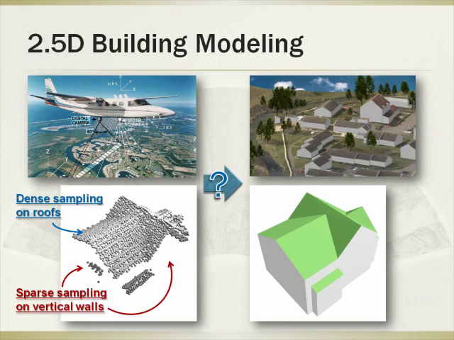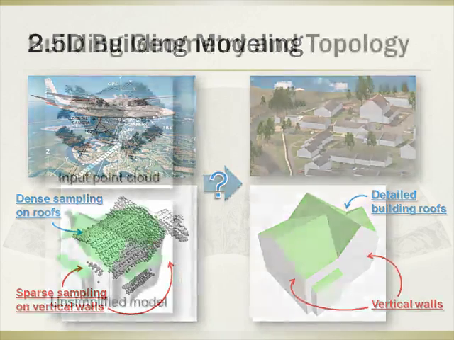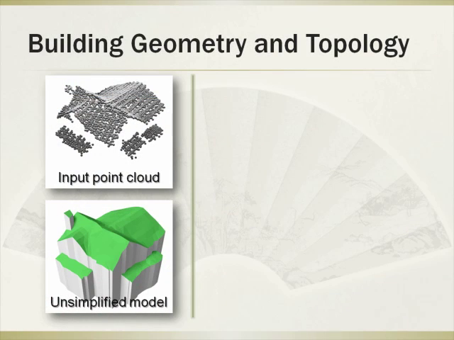On the other hand, the output of this modeling system should be polygonal building models composed of detailed building roofs and vertical walls, which is also a 2.5-dimensional characteristic. We aim at creating such building models from aerial LiDAR scans. This problem is called 2.5-dimensional building modeling problem. Although our early research solves the problem of how to optimize the building geometry to fit the input data, we observe that human vision tends to be more sensitive to building topology.